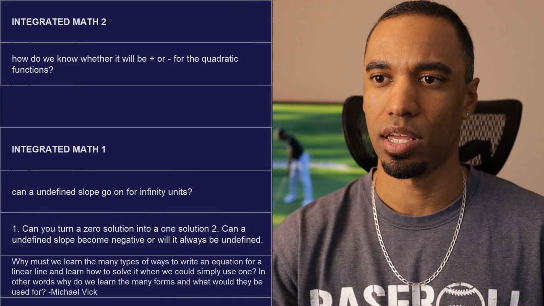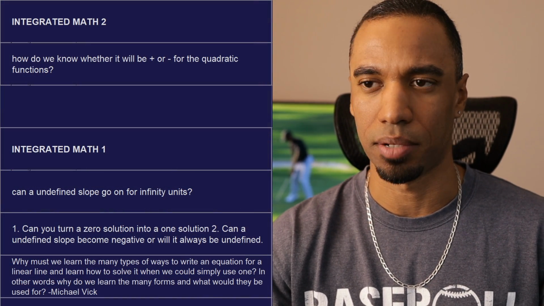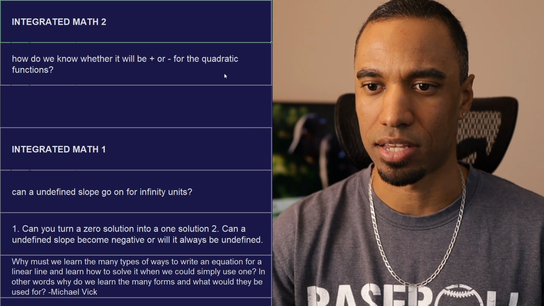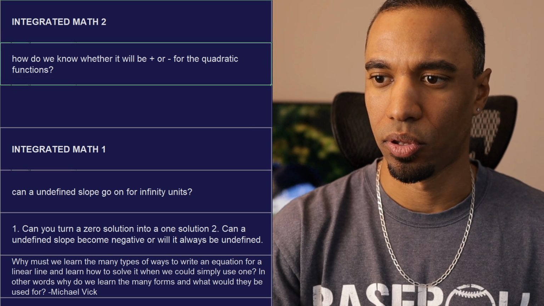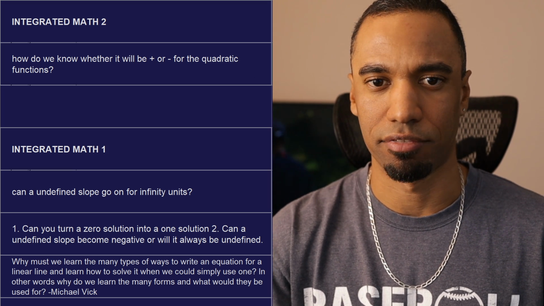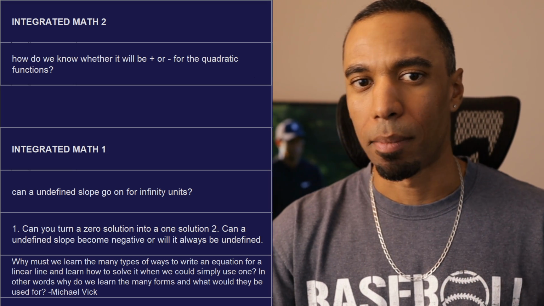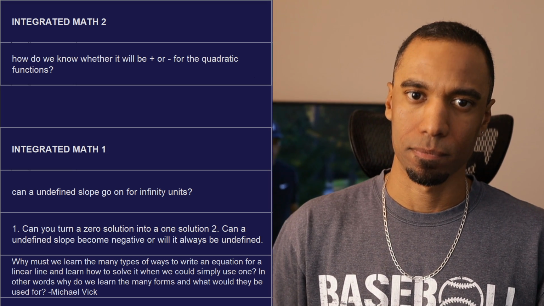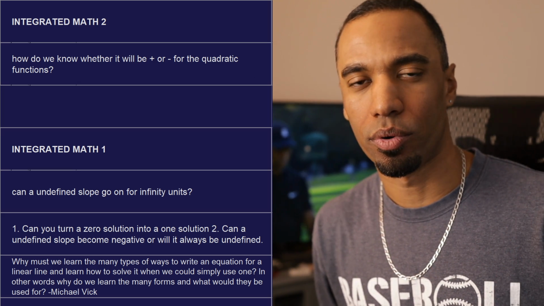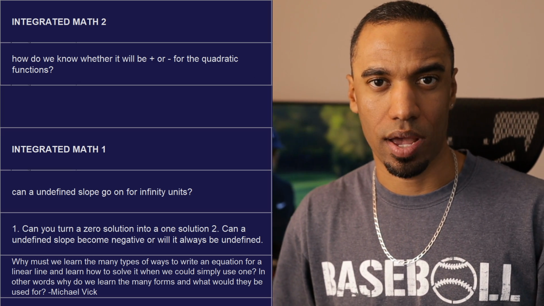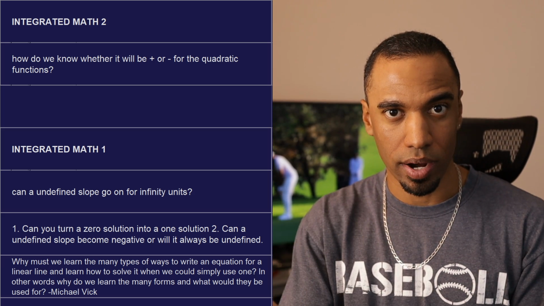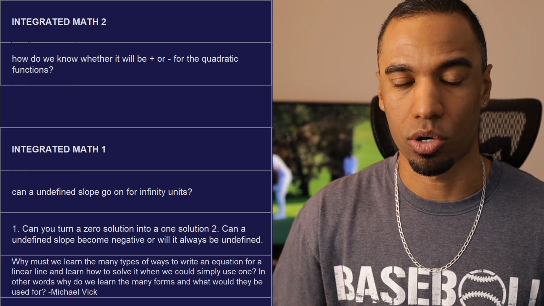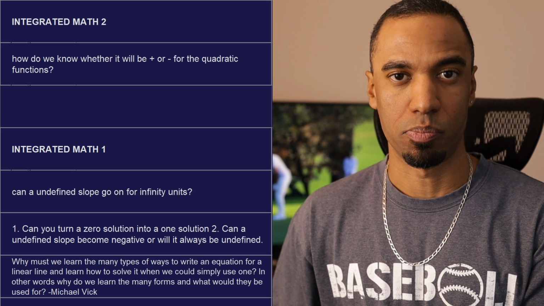So I just have the one Integrated Math 2 question right here to get us started, and that question asks us, how do we know whether it will be plus or minus for the quadratic functions? And my guess, well, I don't know if you're referring to the ones, because we've factored, I'm guessing you're talking about factoring quadratics, but I don't know if you're talking about when it's just x squared plus bx plus c, or whether it's ax squared plus bx plus c.